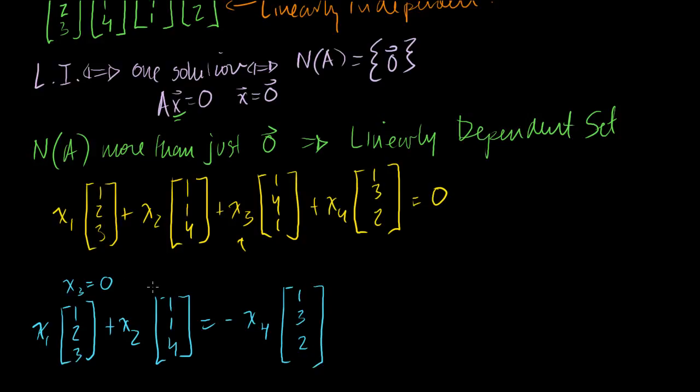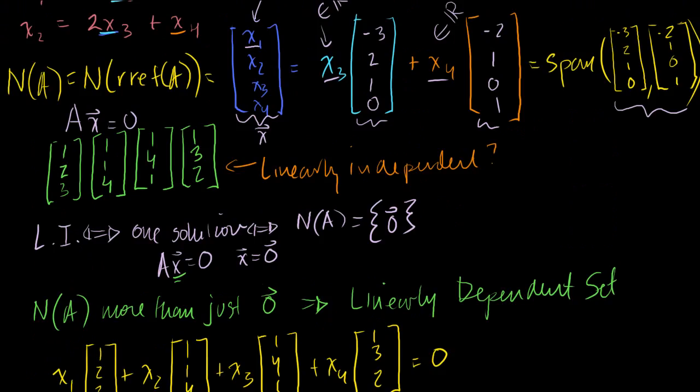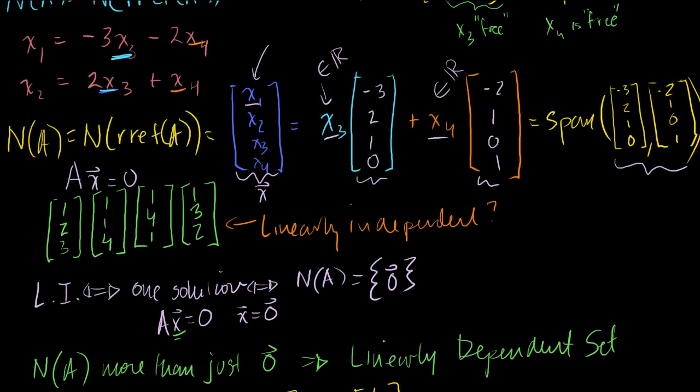Now, I set x3 equal to 0. Let me set x4 to be equal to minus 1. If x4 is equal to minus 1, then minus x4 is equal to 1. And I'll have x1 times 1, 2, 3 plus x2 times 1, 1, 4 equal this fourth vector right here. Can I always find things like this? Well, sure, I can find the particular ones. If x3 is equal to 0 and x4 is minus 1, let me copy and paste what I have up here.